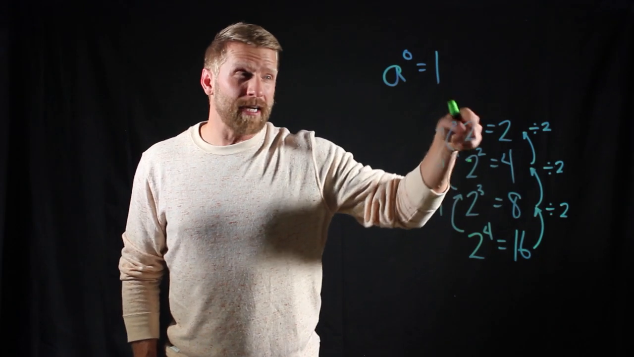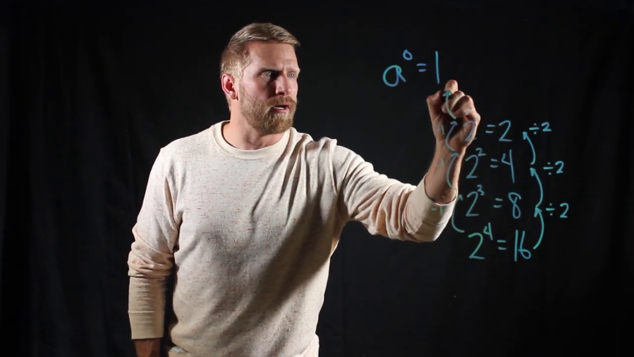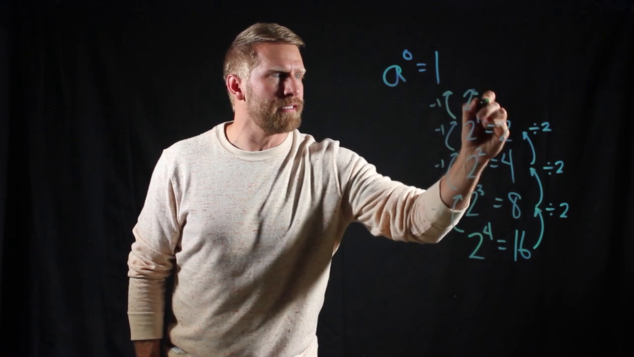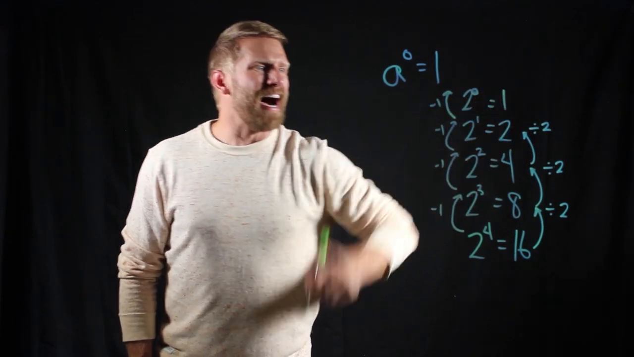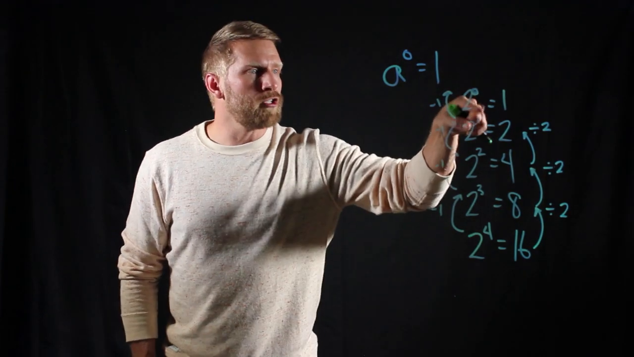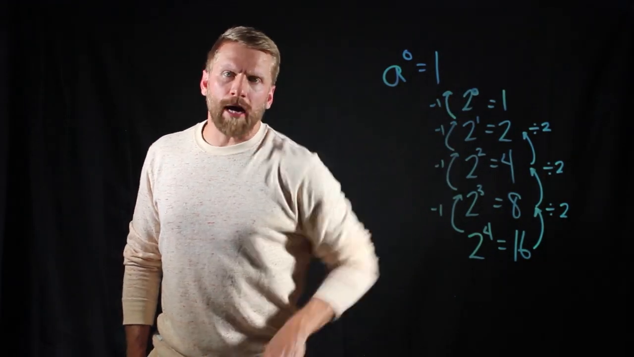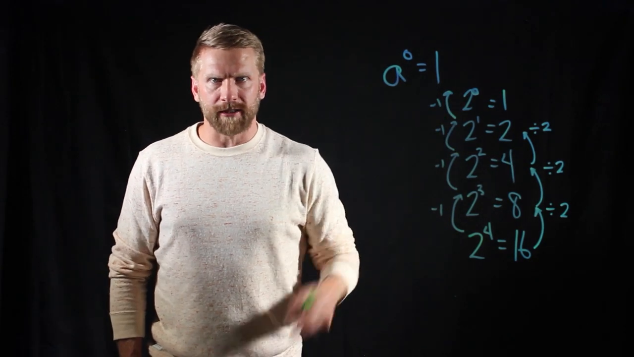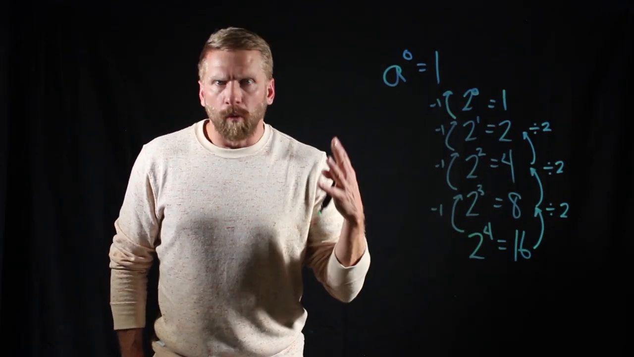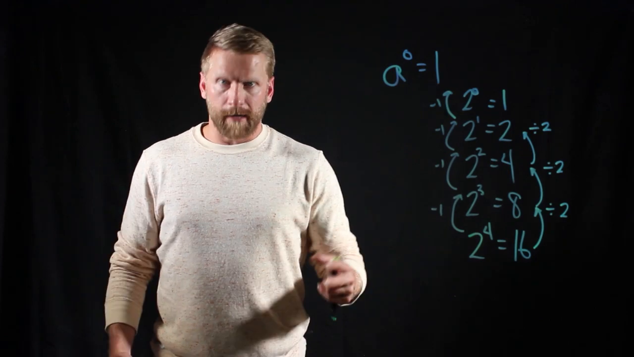Now, if we keep that trend going, the next one when I subtract 1 is 2 to the 0. And on this side, when I divide by 2, I get 1. So 2 to the 0 is 1, and you can try this with any number, and it always works. Something to the power of 0 is always 1. So once you understand that concept, the examples are really easy.